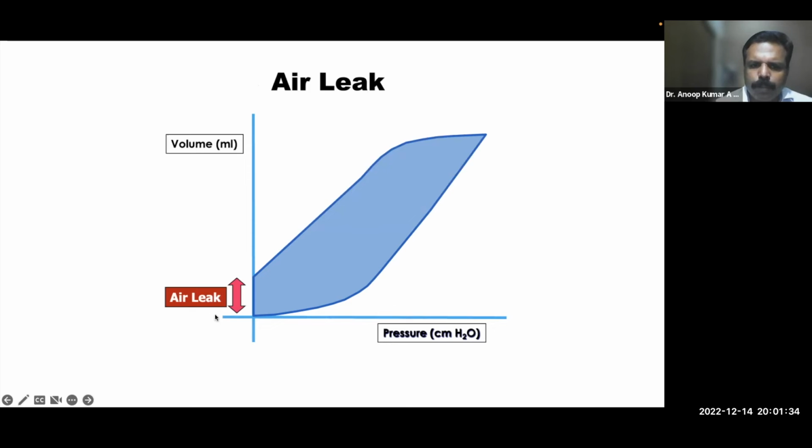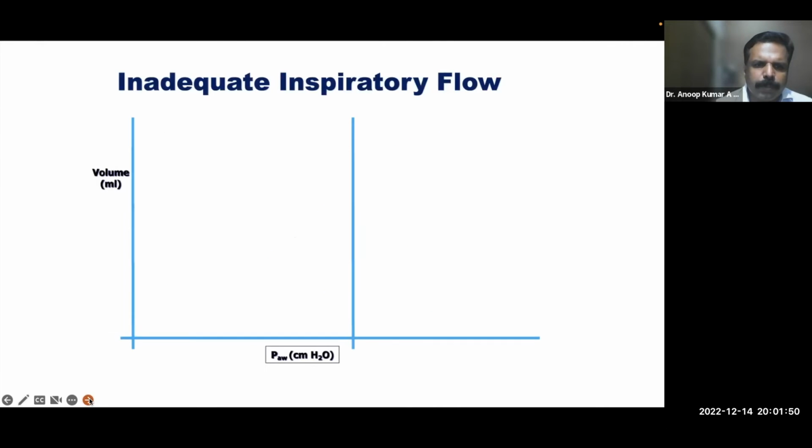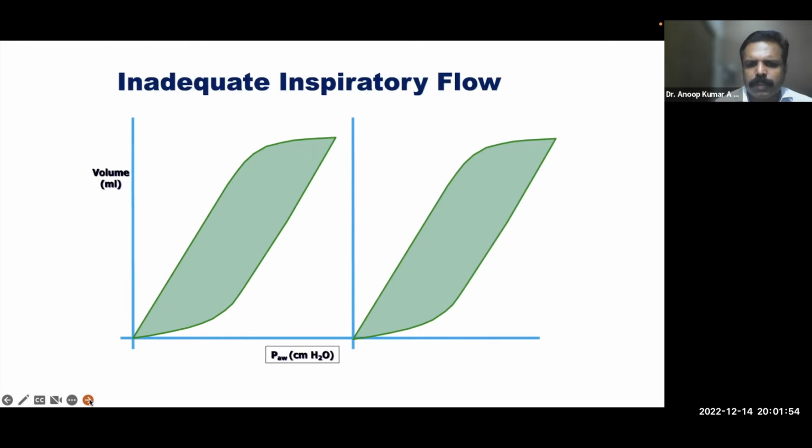Now in the PV loop, we have already told different ways to detect the air leak. Here again, after the air leak, you can see the volume part will not touch the zero pressure. So here there is an air leak. This is how you make out the air leak in the PV loop. Now, what is an inadequate inspiratory flow? This is also very important.